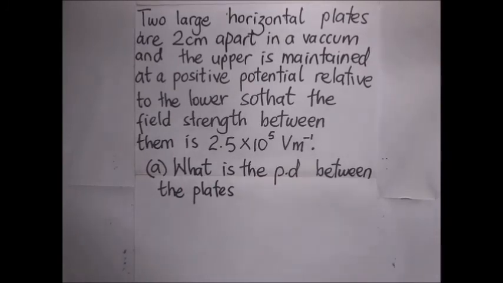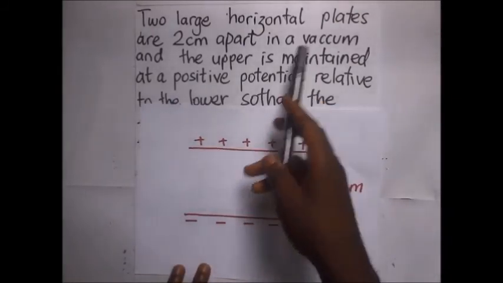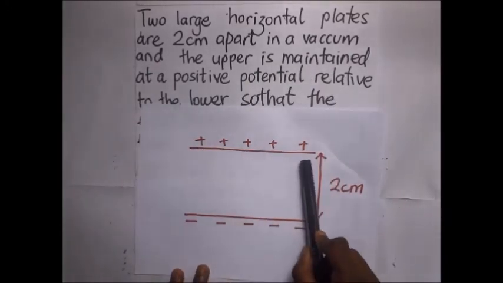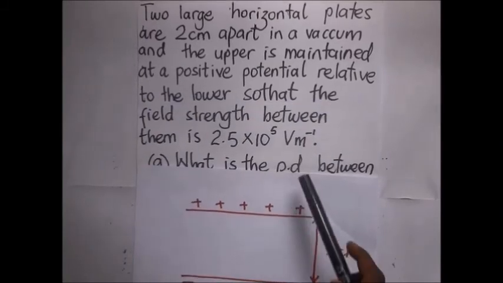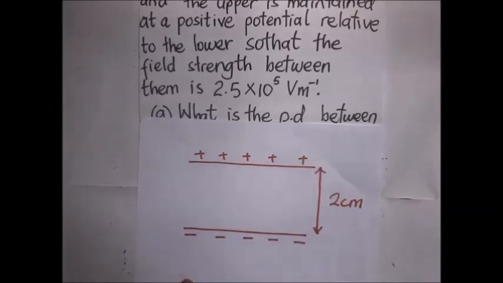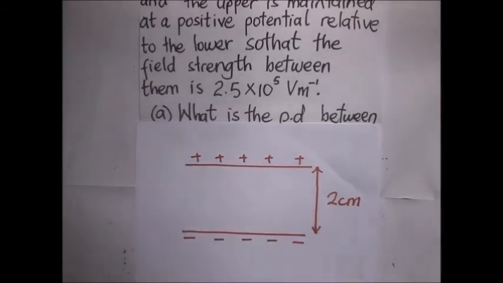These two horizontal plates are 2 centimeters apart as shown in the diagram. Two horizontal plates are 2 centimeters apart and they are in a vacuum, and the upper is maintained at a positive potential relative to the lower plate, so that the field strength between them is 2.5 times 10 to the power 5 volts per meter.